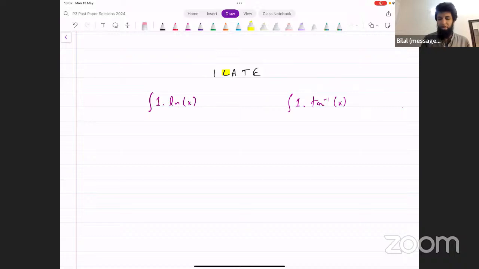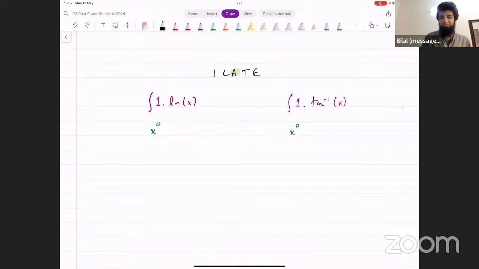In the second case, you have an inverse trigonometric function. What about 1 and 1? 1 is treated like an algebraic here. Why? Because we can say 1 is the same thing as x raised to power 0, right? 1 is the same thing as x power 0. So we treat that as algebraic and isolate.